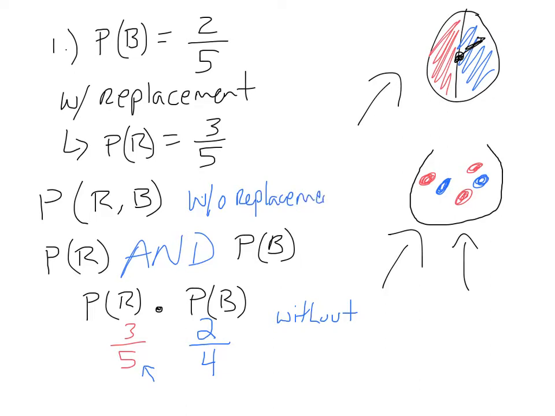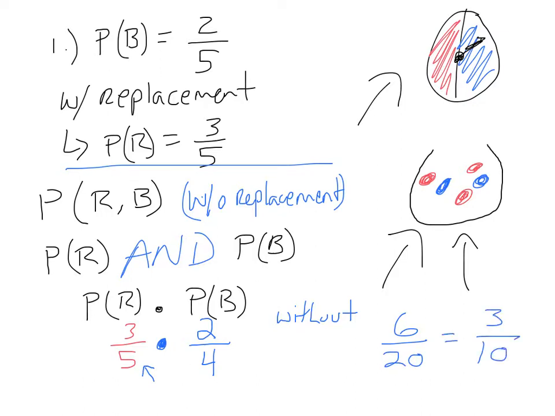They'll tell you this beforehand. They'll say, what's the probability of finding a red and a blue marble without replacement? So you look at the probability of finding a red, 3/5, and multiply. The probability of finding a blue would be 2, and now out of the 4 remaining marbles. So the answer would be 6/20, which simplifies down to 3/10.